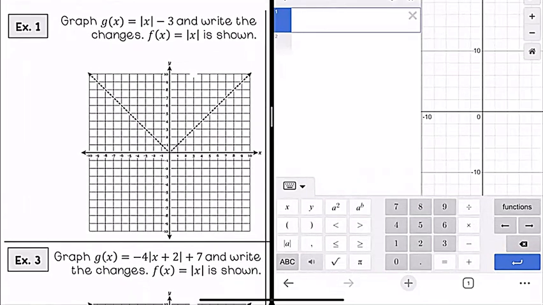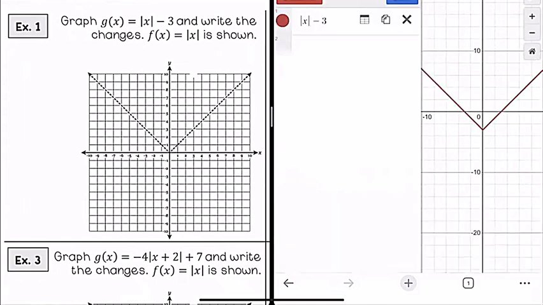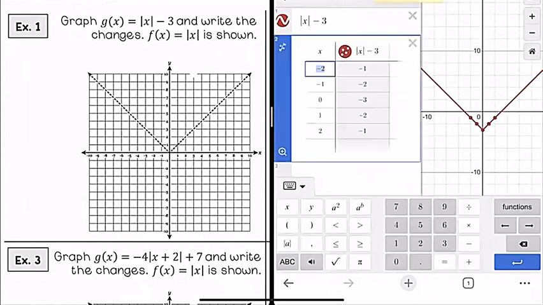Example 1 says graph g of x equals the absolute value of x minus 3 and write the changes. And then it says f of x equals the absolute value of x is shown. So we're given the parent function. And then here, I'm just going to graph that. So I'm going to type in exactly how I see it on the paper. And here's a picture. And then I'm going to push the gear button and push the table, and that will give me a table of points so I can put it over here on my paper. And I'm just going to go ahead and graph these points exactly as we see them on the table.